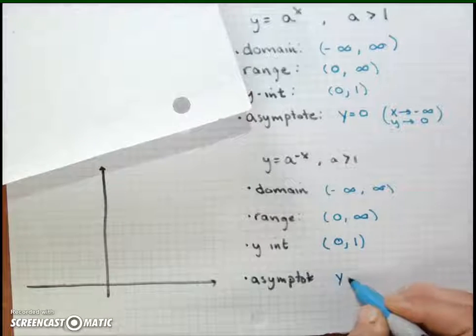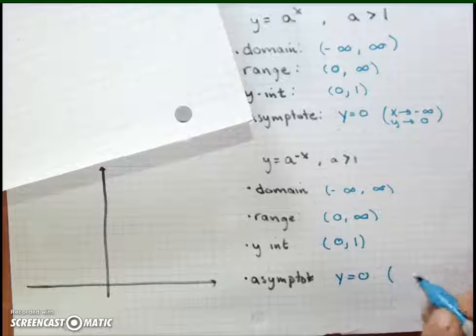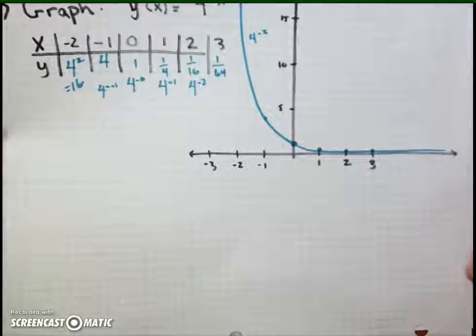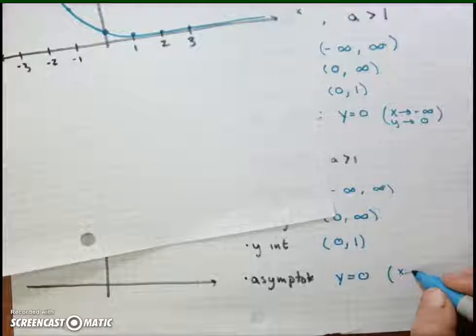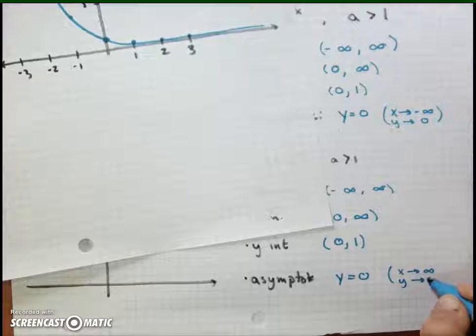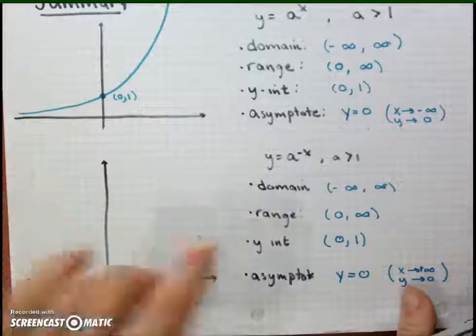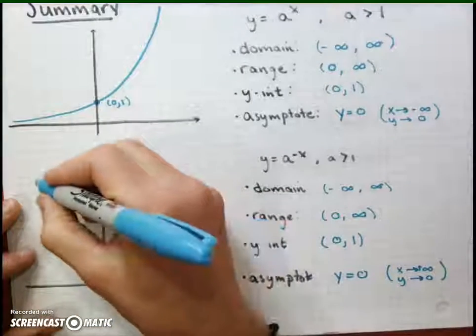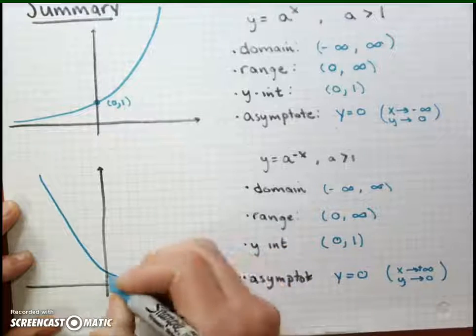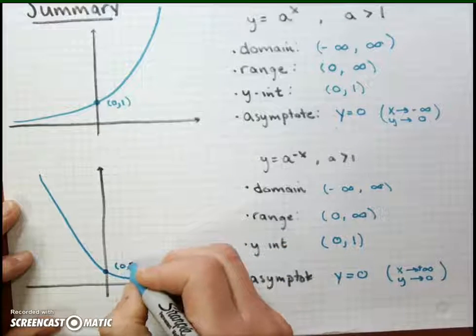And the asymptote is the same, y equals 0, because in this case, as x goes to positive infinity, y gets smaller and closer to 0. And so the graph of a to the minus x will always look something like this. And the intercept will be (0, 1).